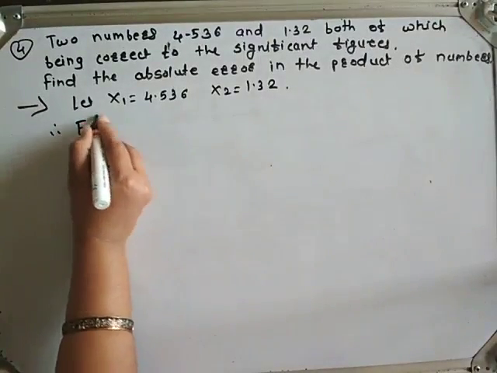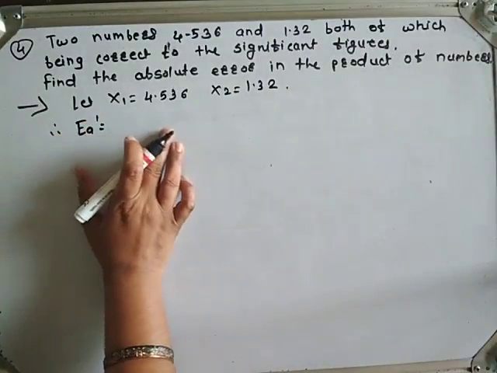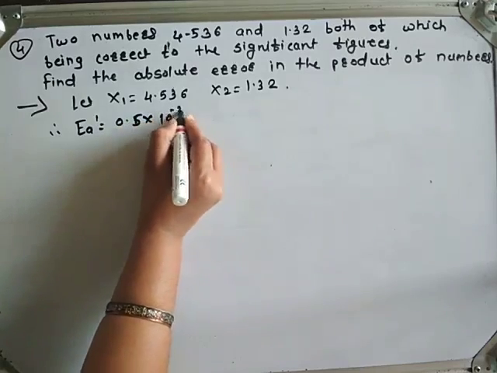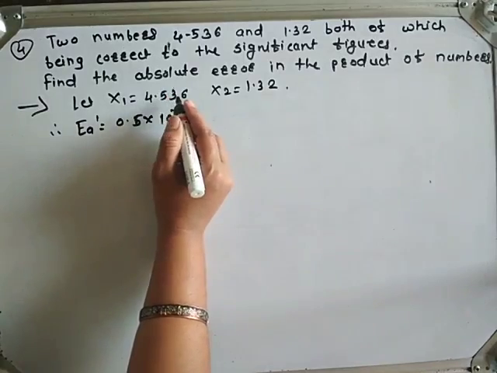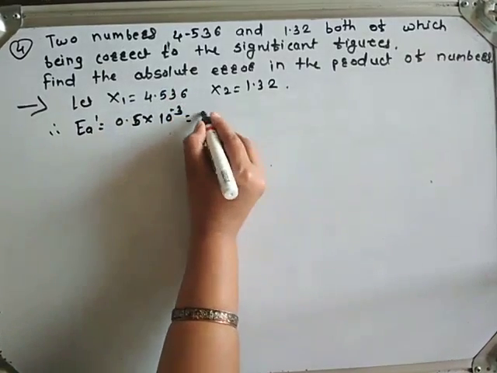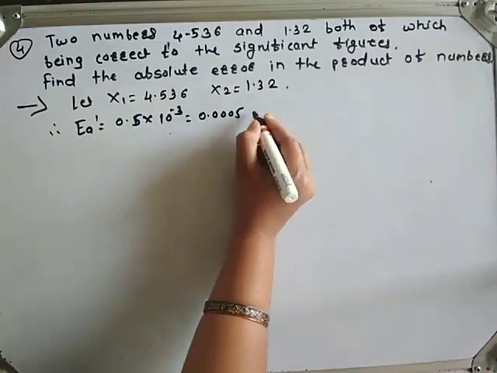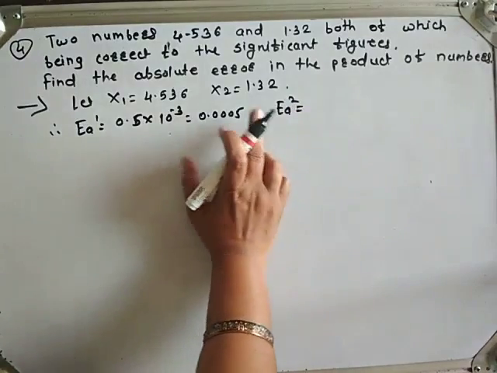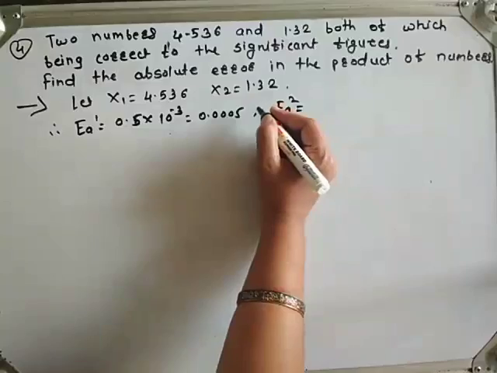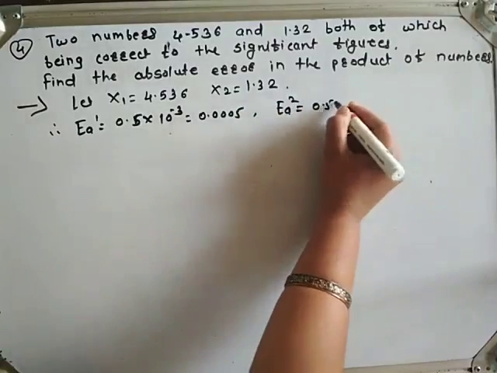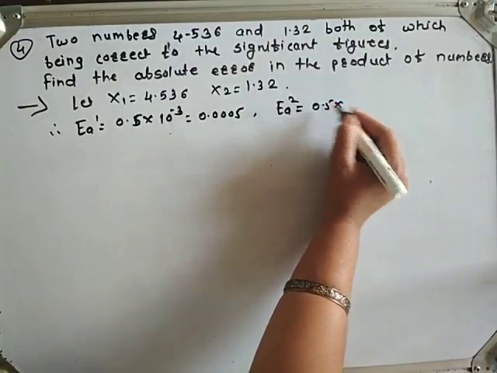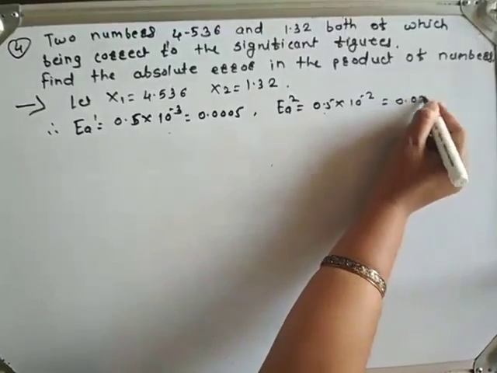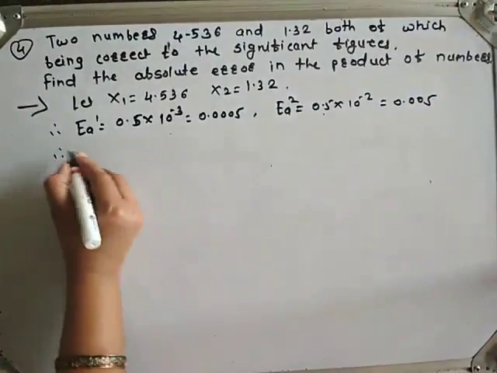Therefore, EA1, that is the absolute error in x1, is 0.5 into 10 raised to minus 3. See, this number is rounded to 3 significant figures, which equals 0.005. And EA2, that is the absolute error in x2. This number is rounded to 2 significant figures. Therefore, the absolute error in x2 is 0.5 into 10 raised to minus 2, which is nothing but 0.05.